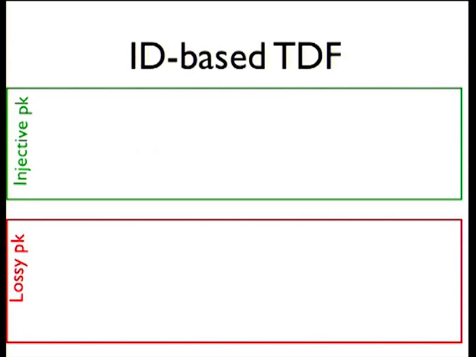Okay, so here's a little bit more detail. Again, an ID-based lossy trapdoor function has two settings, an injective public key and a lossy public key, and this is the way it works. First of all, key generation outputs a public key and a secret key. The master public key contains a matrix of a bunch of these magic IBE ciphertexts, and public keys, of course.